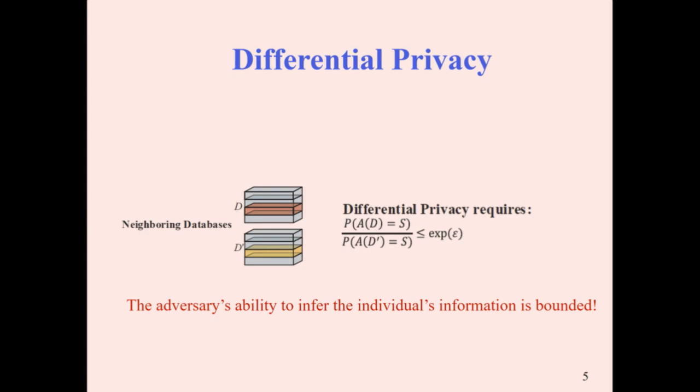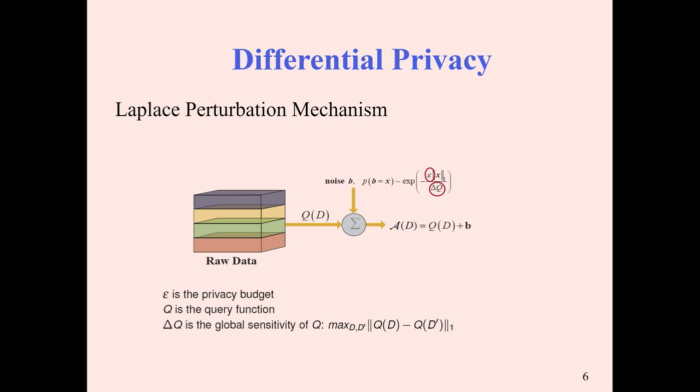Among the frameworks, the state of the art and one of the most popular at the moment is differential privacy, which relies on the notion of neighboring databases, shown on the left here, denoted by D and D prime, which differ by only one record. Differential privacy requires, in a nutshell, that if the adversary looks at the output from the mechanism, it should not be able to infer individual information in the database. This is bounded by the parameter epsilon. We talk about epsilon a lot, but before that, let me give a little example of the classic mechanism in differential privacy, which is the Laplace perturbation mechanism.